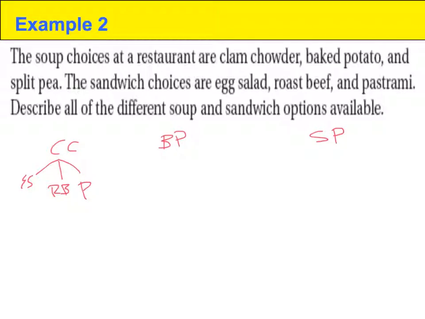Same idea with your baked potato. You can choose an egg salad sandwich, a roast beef sandwich, or a pastrami sandwich. Last but not least, we have split pea. Guess what you can choose after you pick split pea soup? Well, you can choose an egg salad sandwich, a roast beef sandwich, or a pastrami sandwich.